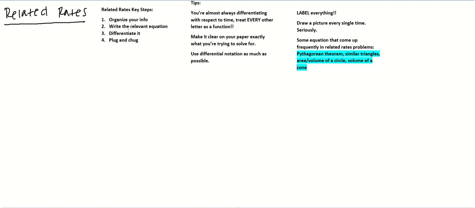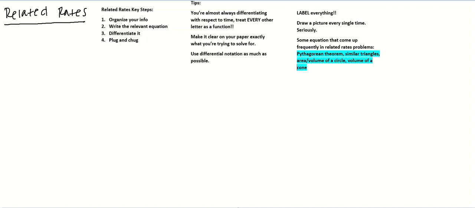Right over here where it says related rates key steps, what I did here is I took a related rates problem and broke it down into its most fundamental pieces in terms of the steps you use. Obviously each of these steps, 1, 2, 3, 4, is going to have little sub-steps that go into them, but if you break a related rates problem down to just its core elements, this is what you're doing.